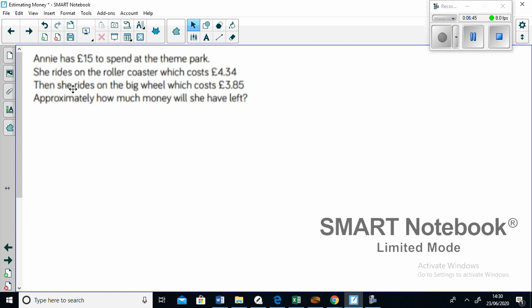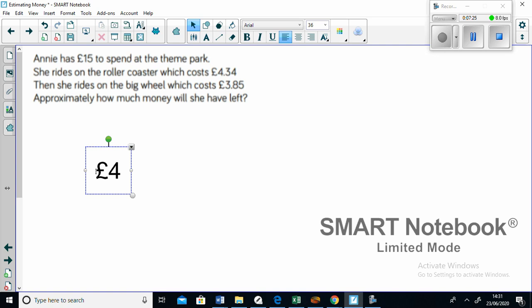Basically, this question shows how you could use and apply this knowledge of estimation. It says, Annie has £15 to spend at the theme park. She rides the roller coaster, which costs £4.34. What an oddly specific cost for a roller coaster. In any case, you have to ask yourself, what whole pound does that round to? Do I round it down to £4 or up to £5? Hopefully you can see, if you think back, 34 pence is less than that 50p halfway marker. So £4.34, I'm going to round to £4.